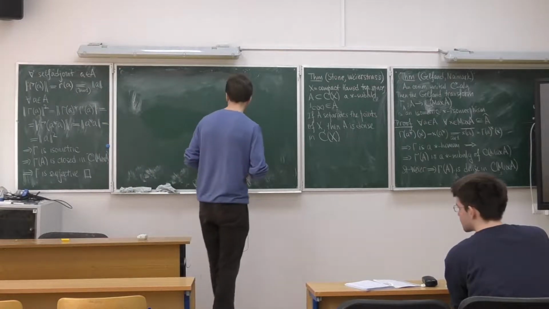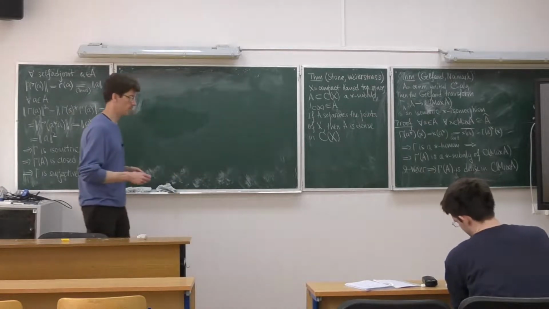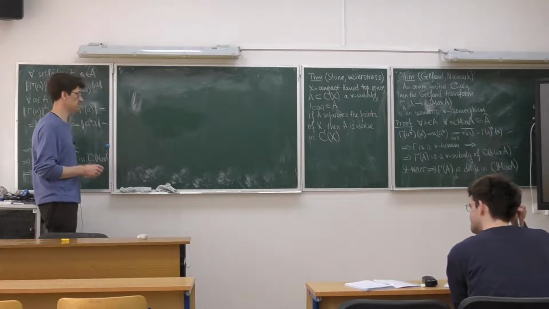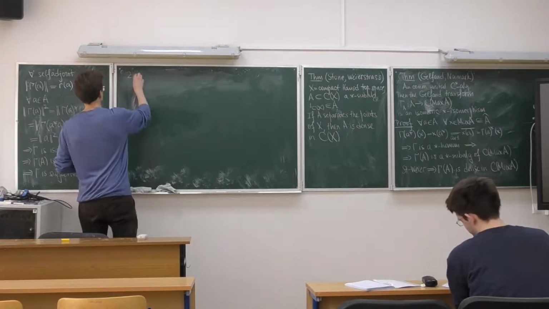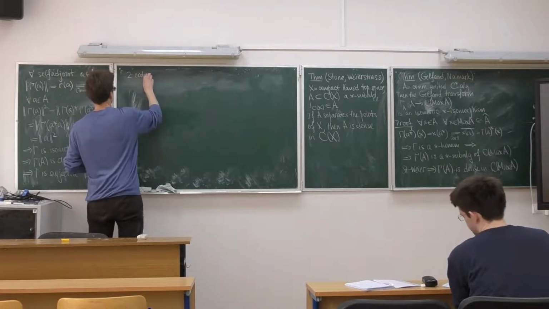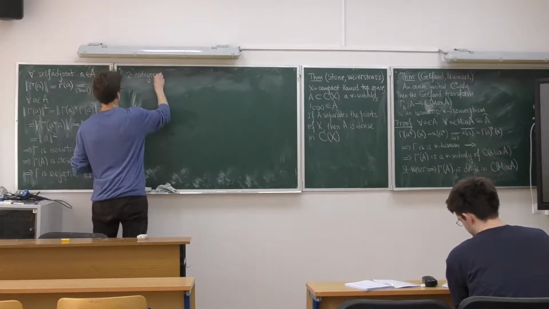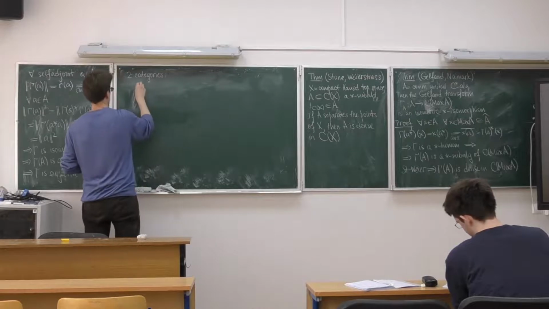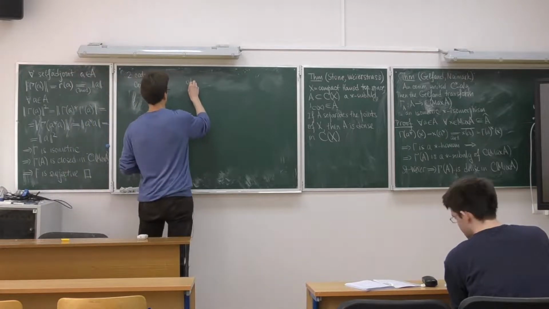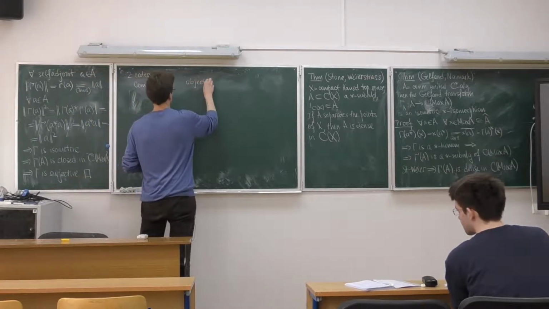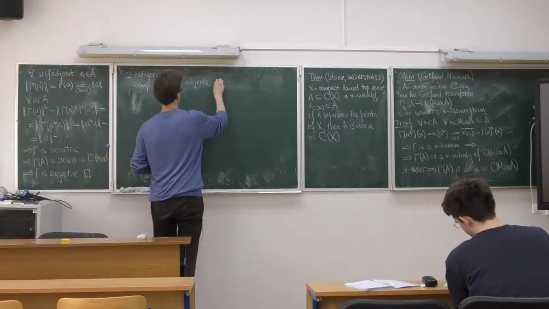Okay, let's now look at a useful category theoretic interpretation of the Gelfand-Naimark theorem. Let's consider the following two categories. The first category will be denoted like this. The objects of this category are compact Hausdorff topological spaces.